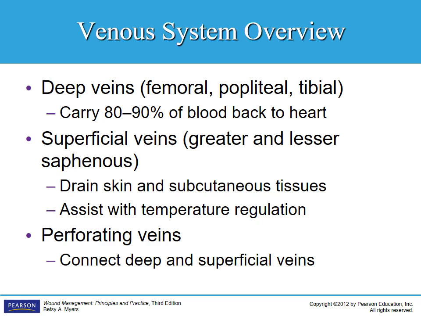This is what I was talking about as far as the anatomy of it. The deep veins are the femoral, the popliteal, the tibial, and they carry 80 to 90% of the blood back to the heart. Then you have the superficial veins, which are the greater and the lesser saphenous, and they actually drain the skin and the subcutaneous tissues. These are the ones that assist with temperature regulation. And then the perforating veins are what goes in between the deep and the superficial veins. So they run perpendicular between the deep veins and the superficial veins to communicate between the two and carry blood from one to the other.